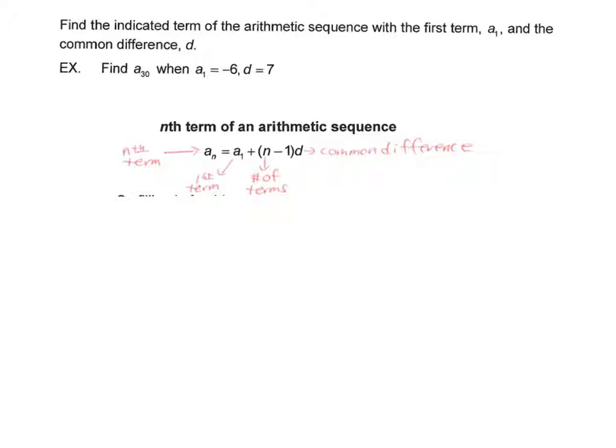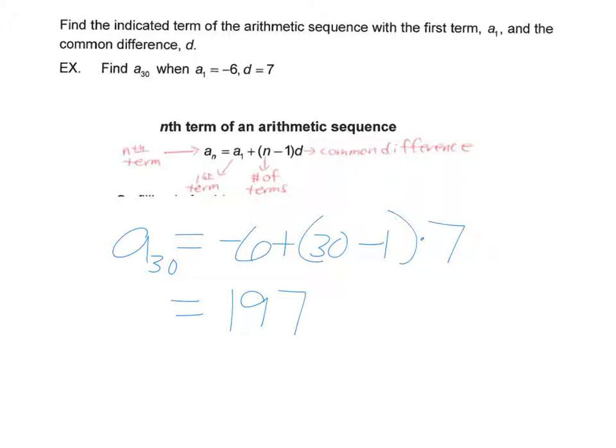So if I fill in from this example, I want to find the 30th term, and that equals the first term, which is -6, plus, parentheses, the number of terms would be 30, minus 1, times the common difference of 7. And so when you work all that out, it comes out to be 197. And so we know what the 30th term is going to be without having to add 7 30 times.